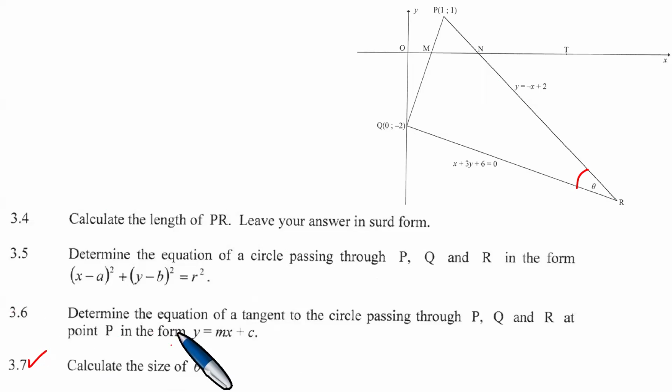So determine the equation of a tangent to the circle. Rather, to find the size of the angle theta, this one here, we're going to use the formula. What is the formula for finding the size of an angle in analytical geometry? It is the gradient formula. We know that the gradient is the tangent of theta.